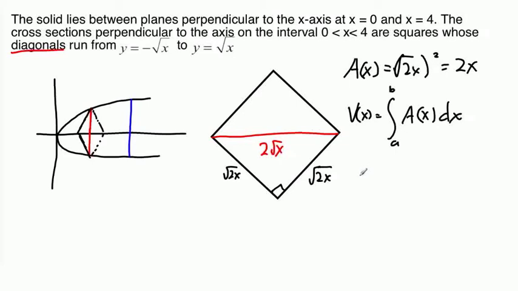So in this situation, my volume is going to be the integral from my bounds, which is 0 to 4, of 2x dx, because that's my area. And if I integrate this, I end up getting x squared, evaluated from 0 to 4, and then we end up getting 4 squared, which is 16.